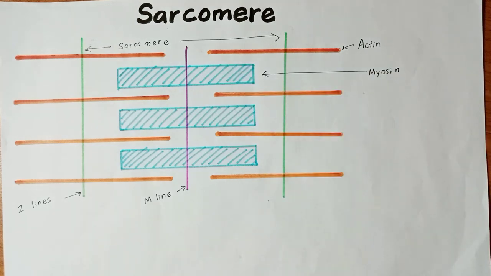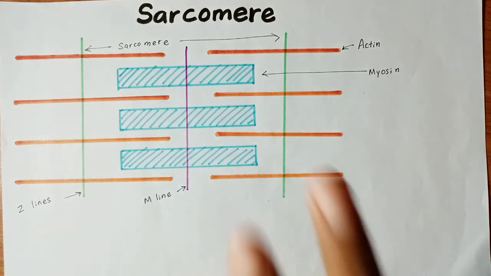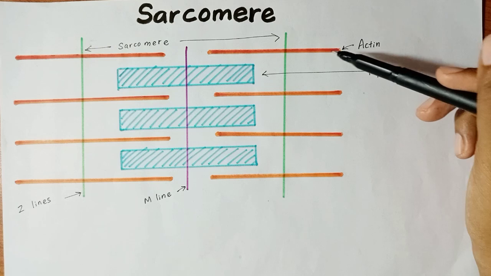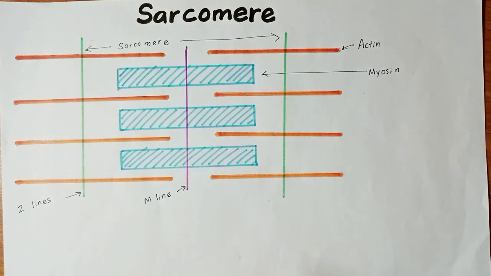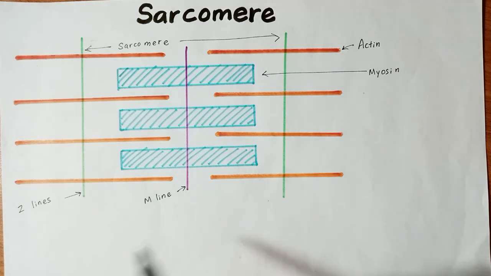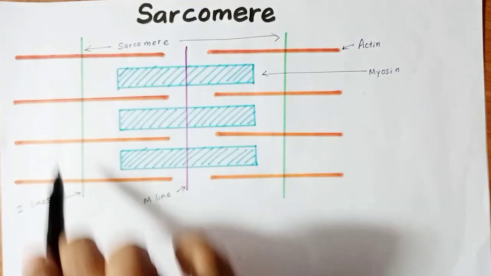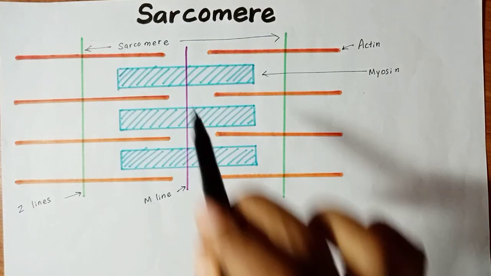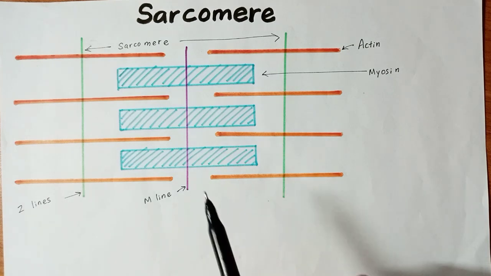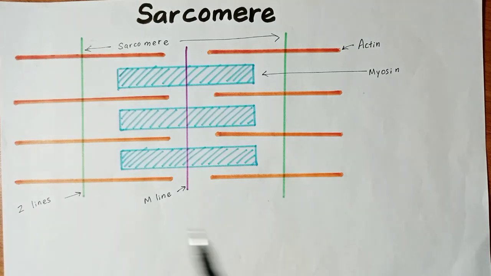I'll explain again. There are two myofilaments, actin and myosin. Myosin is thicker and actin is thinner. And there are lines called Z lines and M line. These two are Z lines. This is the M line. Z lines are going through actin filaments. M line is going through thick filaments, that means myosin. And Z lines act as the boundaries of the sarcomere. So the region between these two Z lines is known as the sarcomere.